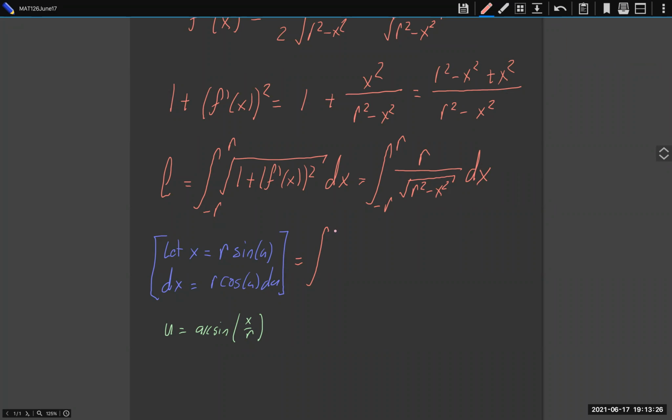Is the lower bound negative r? Well, for the lower bound, I'm going to take arc sine x over r, and I'm going to plug in negative r for x. So I'm going to get arc sine negative r divided by r, right? But that's also known as arc sine of -1 to arc sine of 1. Does everyone see why? Yeah.